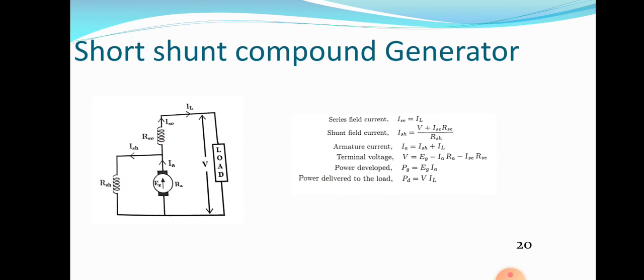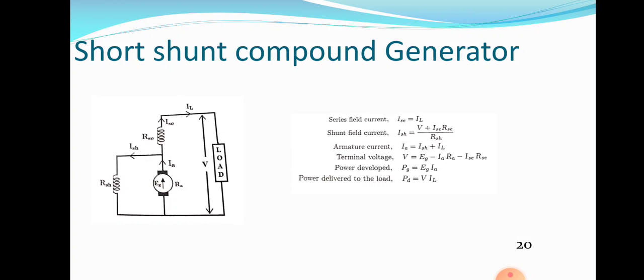That means IA splits into two sections. A part of IA flows through the shunt field, represented as ISH, and the rest of the current flows through the series field, represented as ISC. So IA is not equal to ISC; IA is equal to ISH plus ISC. This ISC is equal to IL because the series field and load are in series. Armature and series field are not in series. The armature and shunt field combination is in series with the series field and load.